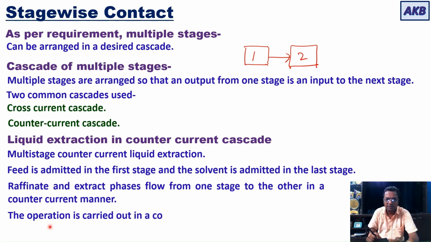Another important thing is this operation is always carried out in a continuous manner. You cannot carry out this operation in a batch-wise manner. Multi-stage counter-current liquid extraction will always be a continuous operation. And that's why the title that I have given to this discussion is continuous multi-stage counter-current liquid extraction. It has to be carried out in a continuous manner where the raffinate phase and the extract phase will be continuously flowing from one stage to the other, but they will be flowing in a counter-current manner.